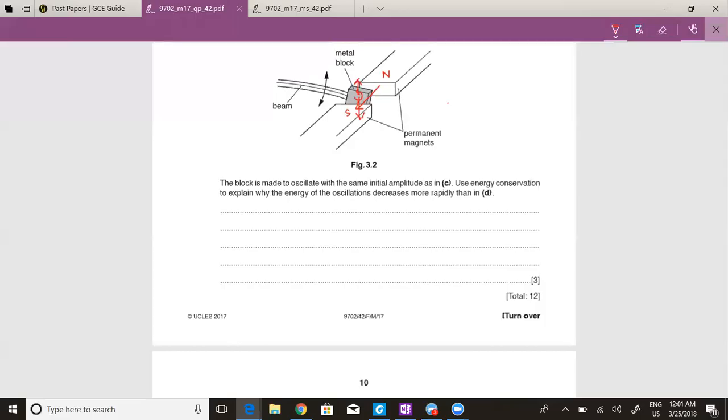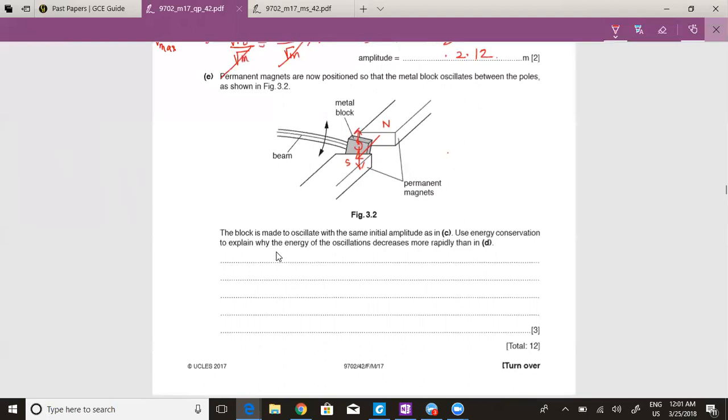Okay, I think we were doing part E, right? Yeah. So turning back to where we were, we had some permanent magnets, and we had a beam which was moving, and we had to show that the beam loses energy over time.